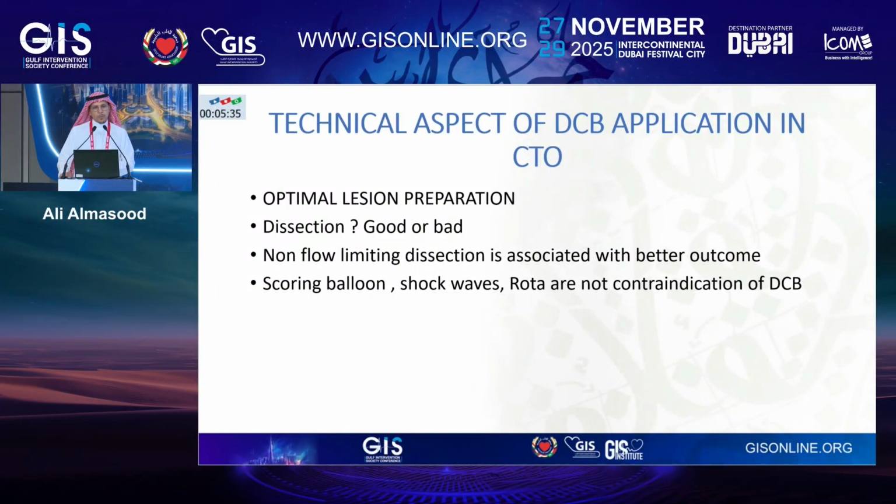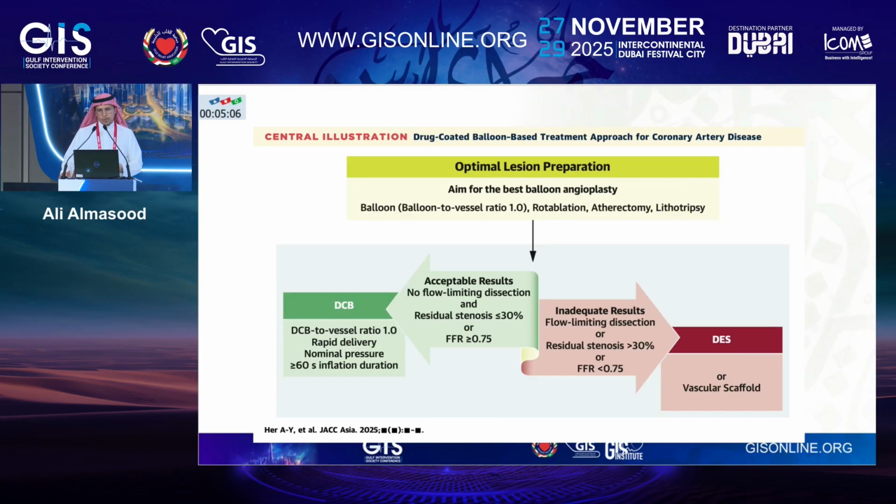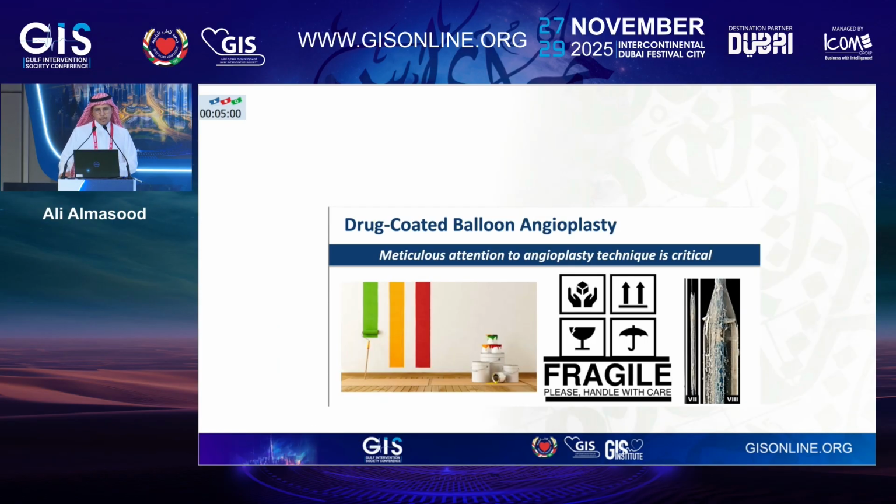So just a few technical aspects with regard to DCB use in CTOs. We need to have optimal lesion preparation. We need to not overreact to dissections. No flow-limiting dissection may be better, associated with better outcome and better healing in the future. We need to prepare the lesion very well and not be afraid of using scoring balloons, shockwave, or even rota, even if you are planning DCB as a primary strategy. So optimal lesion preparation is of paramount importance, and drug-coated balloon angioplasty needs meticulous attention to technique to make it very successful. Thank you.